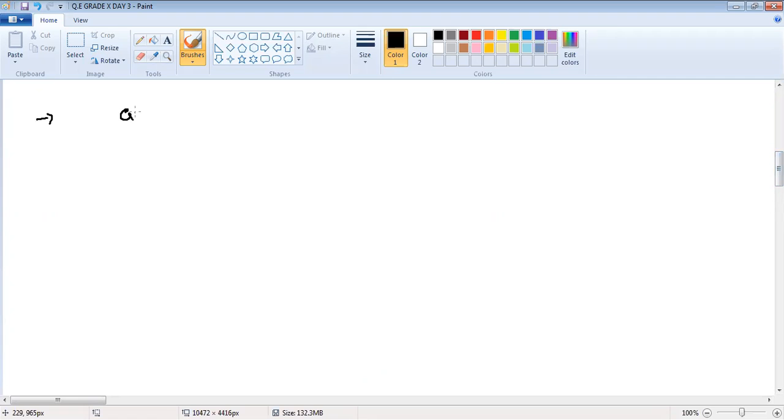See, for every equation ax square plus bx plus c is equal to 0 we have... Now we need to check whether the roots are existent or not. If you want to check it, we are going to find the discriminant.